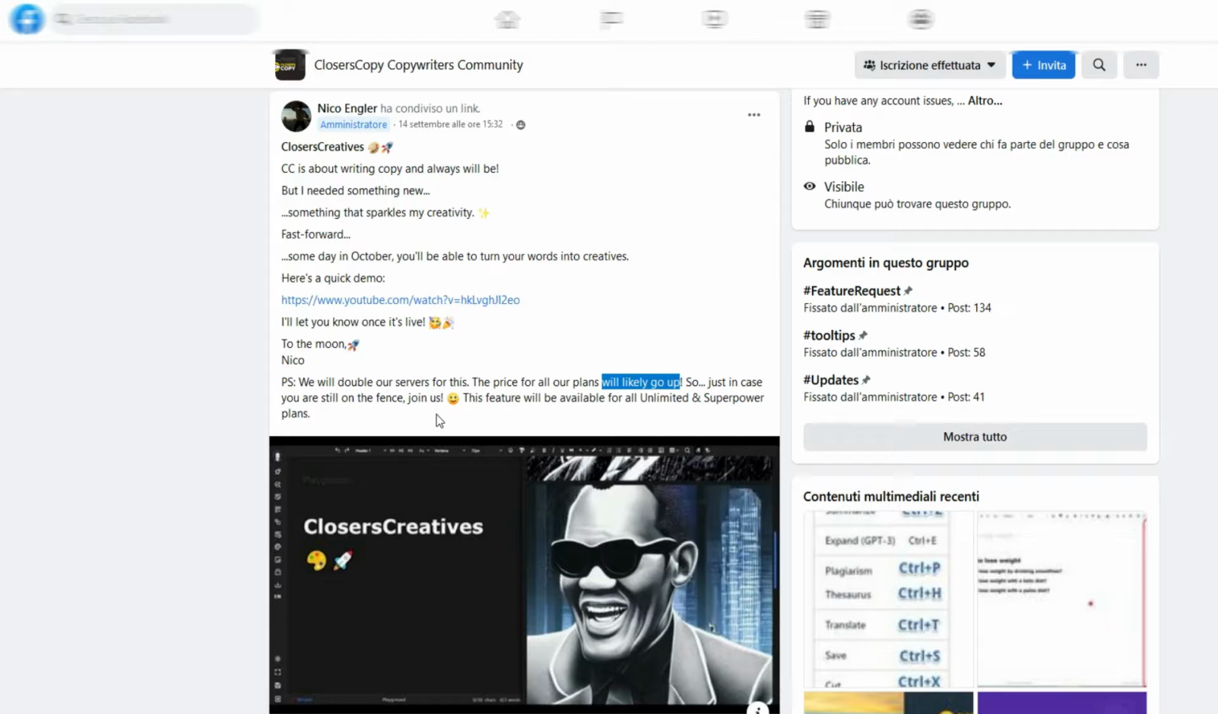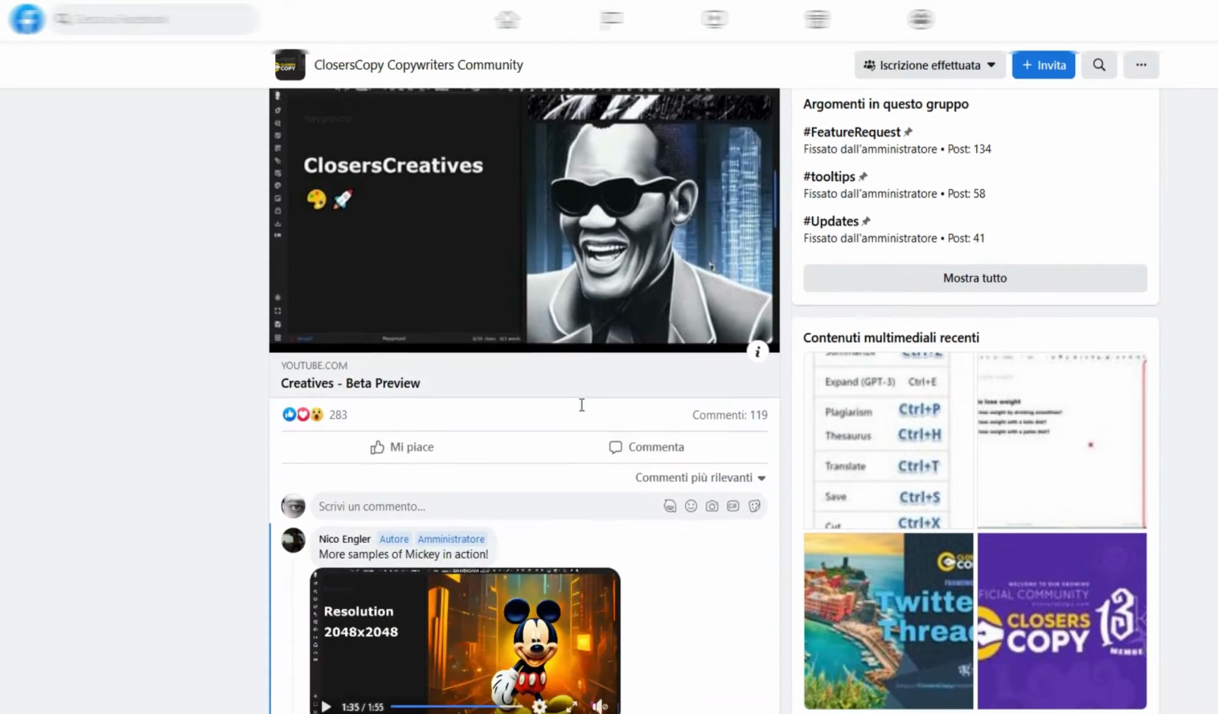I must say now, because this feature will be available for all unlimited and superpower plans. What I understand here is that the AI image generation will be included in these plans, so if you buy a lifetime deal, you can use it forever, included in this plan.